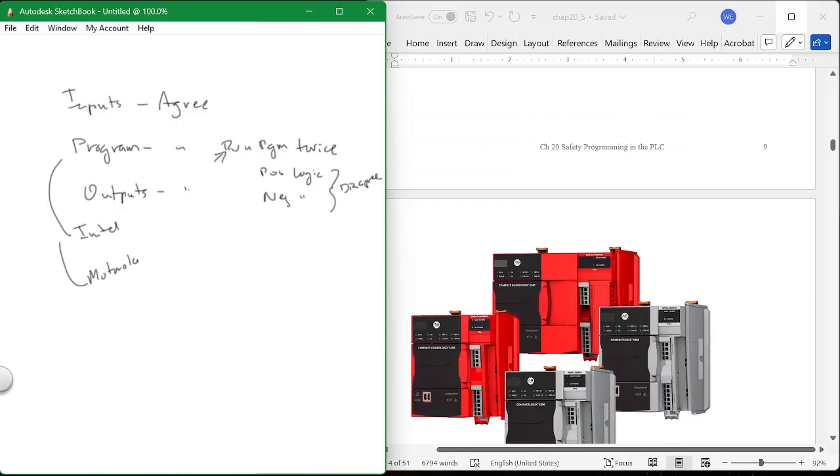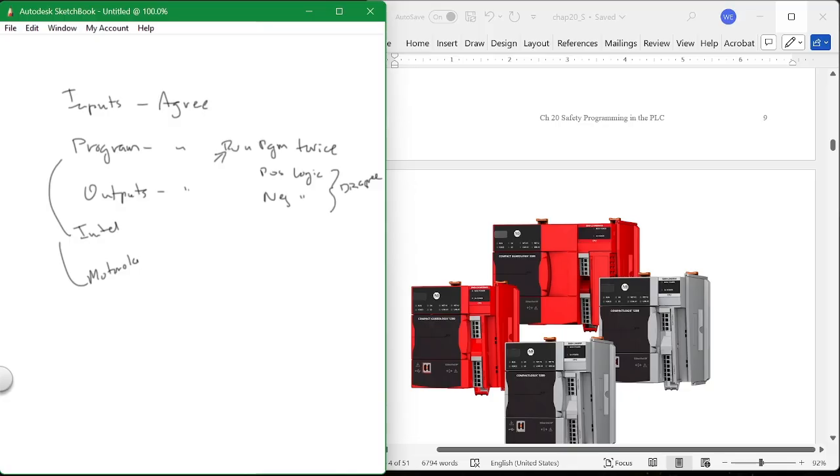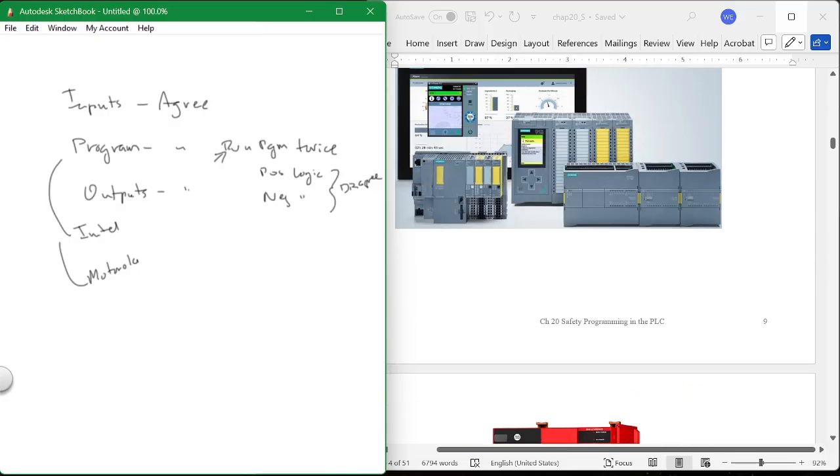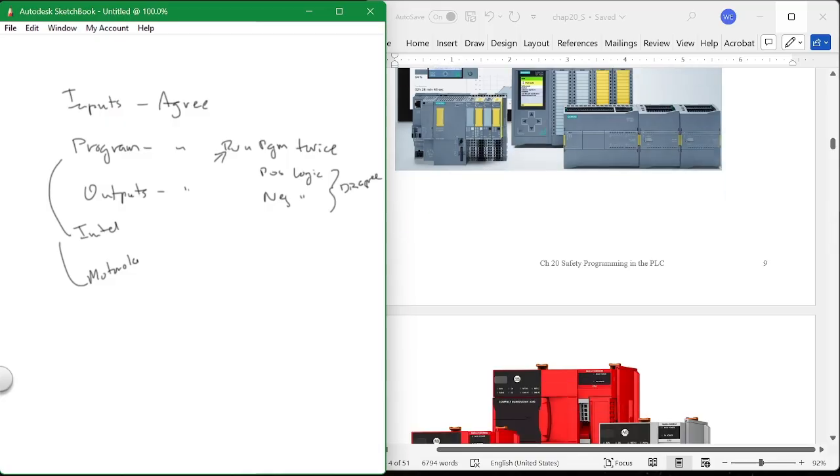Same thing. This is Allen Bradley. So Siemens is yellow, Allen Bradley is red. If you walk through a plant and you see this, it's a safety PLC from Allen Bradley, or from Siemens. Okay, red and yellow.